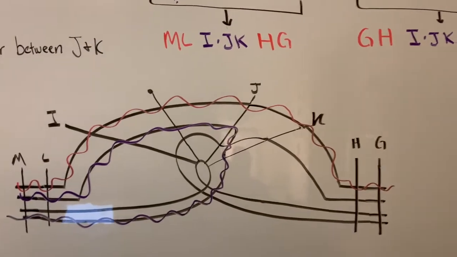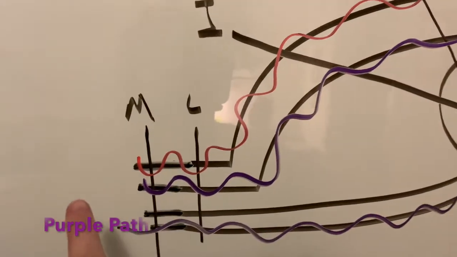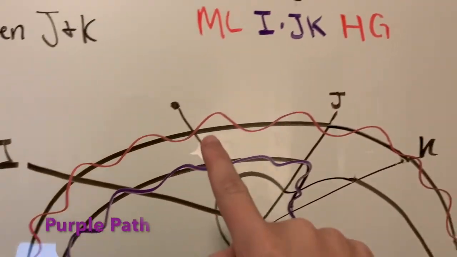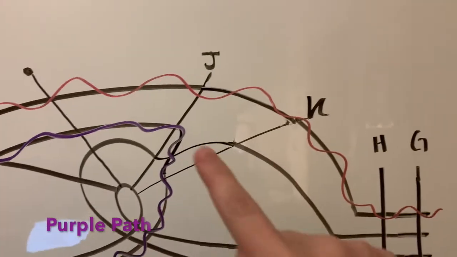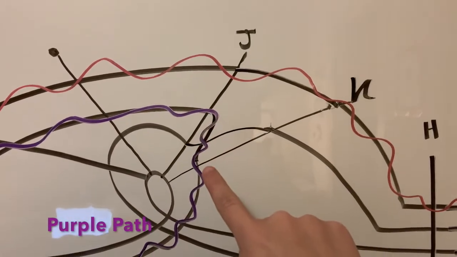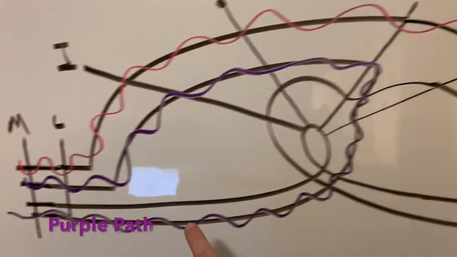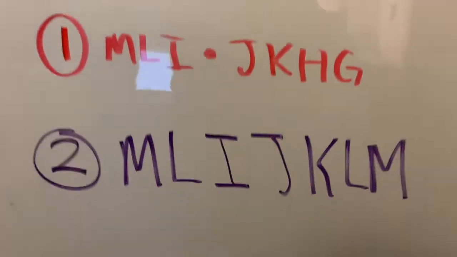Our second pathway, we can use purple. Starting at this end, we go M L I . J K, and this is where our crossover comes in. We go out this way, going all the way back L N. So this is our product.